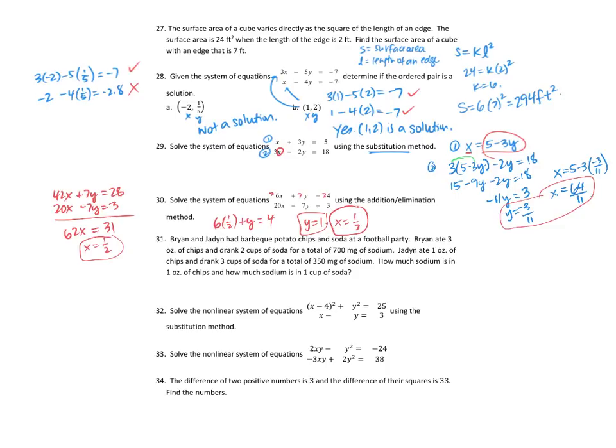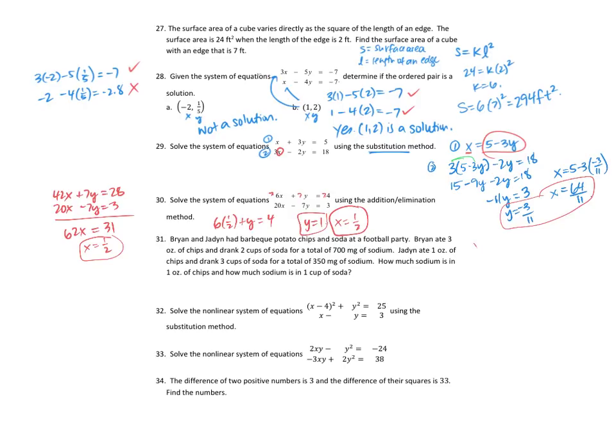Okay, for the next one, it says Brian and Jaden had barbecue potato chips and soda. Brian ate 3 ounces of chips and drank 2 cups of soda for a total of 700 milligrams of sodium. Jaden ate 1 ounce of chips and 3 cups of soda and had 350 milligrams of sodium. How much sodium is in 1 ounce of chips and how much sodium is in 1 cup of soda?